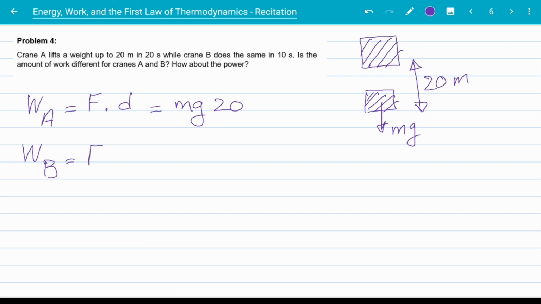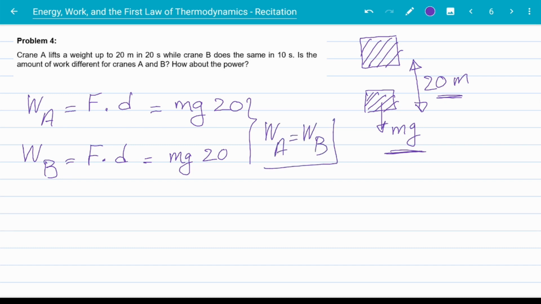Right? So how about crane B? It's the same equation. Has the force changed? No. The force is still mg. Has the distance changed? No, it's still 20 meters. So again, the work of crane B is mg times 20. So you can clearly see that the work of crane A is equal to crane B.